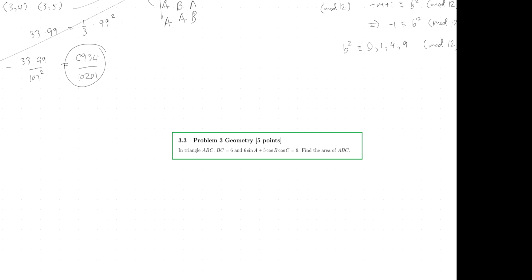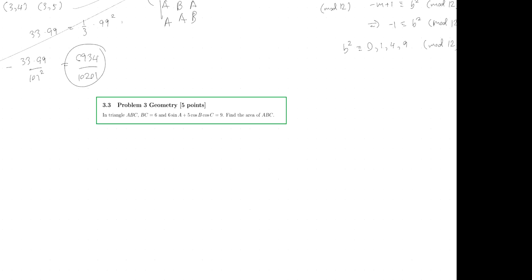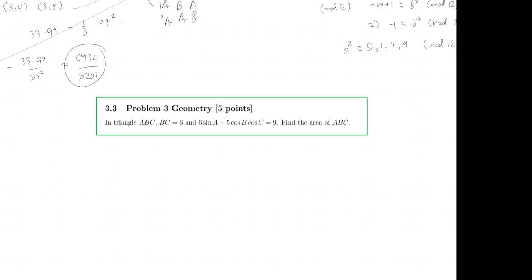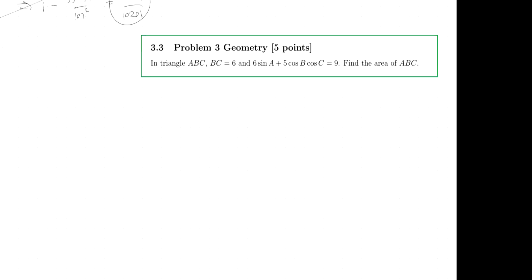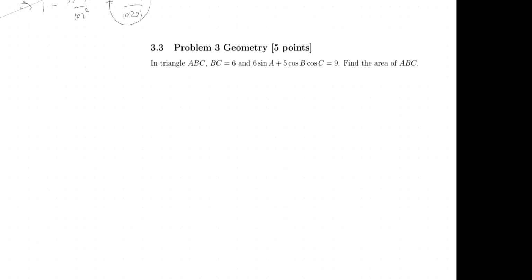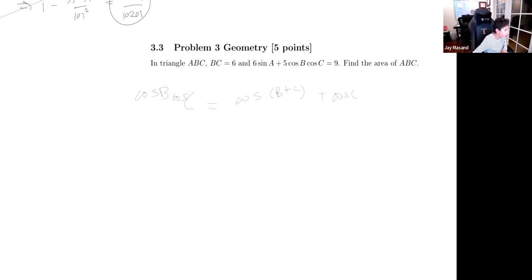Nice, okay. All right, so first we can try and simplify the cosine B, cosine C portion. Let me get the pen ready. Okay, so cosine B, cosine C is equal to, by product to sum, cosine B plus C plus cosine B minus C.